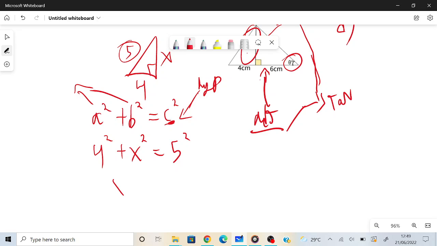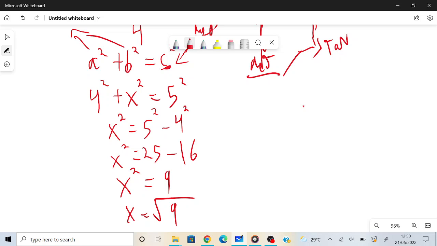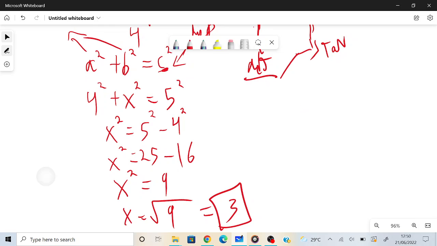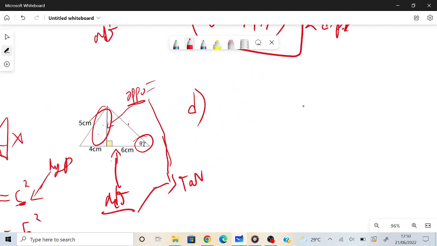We know that x squared is equal to 5 squared minus 4 squared. That's the same as x squared equals 25 minus 16. That's the same as x squared equals 9. x is the square root of 9, which is 3. So now we know that our opposite over here is 3, and we can finally complete the equation.